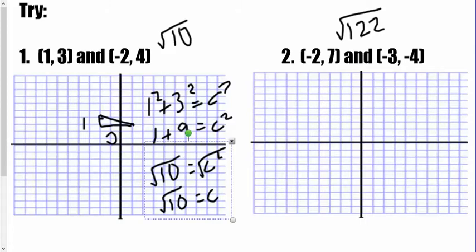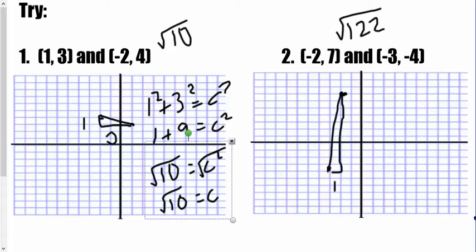For the second one, again, I'm going to plot these two points. I'm going to plot negative 2, comma 7, 1, 2, 3, 4, 5, 6, 7. The next one is negative 3, comma negative 4. So negative 3, 1, 2, 3, 4, which is incredibly cramped there. That is one of the worst triangles, but I think you understand the point.